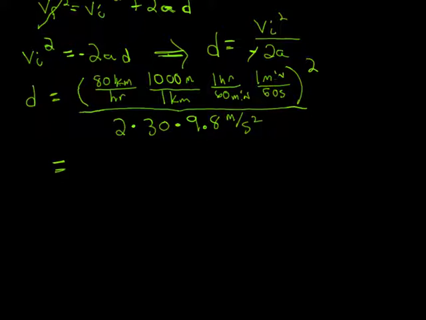So I'll put everything in. I have 80 times 1,000 divided by 60 divided by 60, quantity squared, divided by 2 times 30 times 9.8. And we get that this is going to crumple 0.840 meters.